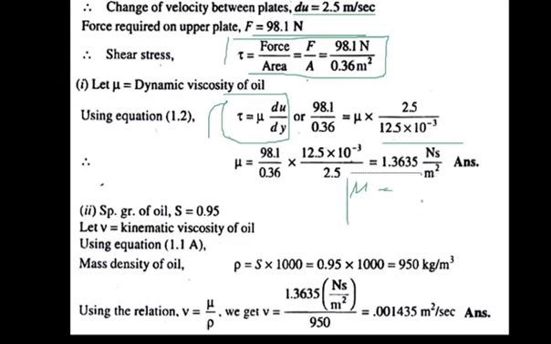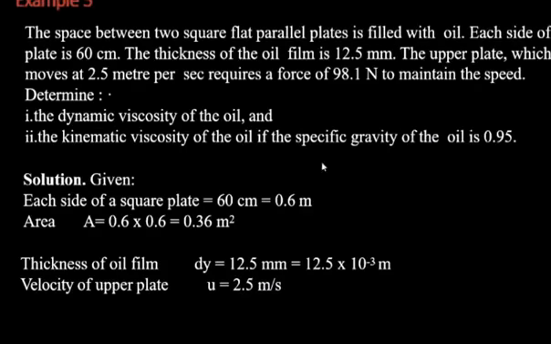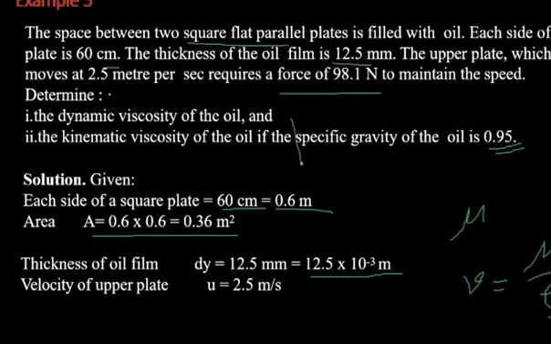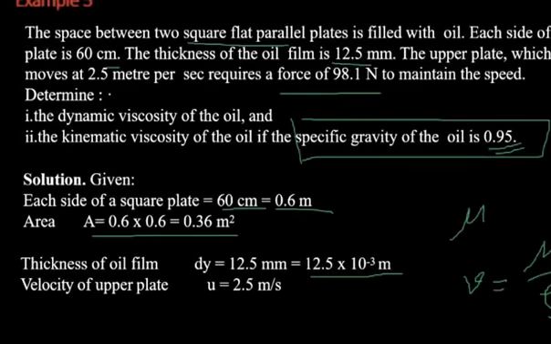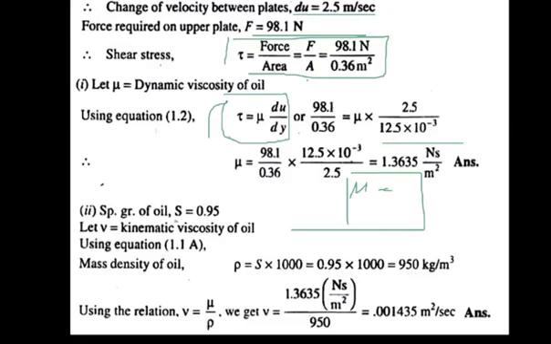After getting mu, what do we have to find? We have to find nu. How to find nu? It is the ratio of mu by density. Then they have given another value, that is specific gravity of oil is 0.95. This value is given intentionally to find density. What will be the value of density when the specific gravity is given? Mass density of oil is 0.95 into 1000, as I already told you, density of water. So 0.95 into 1000 is 950 kg per meter cube.